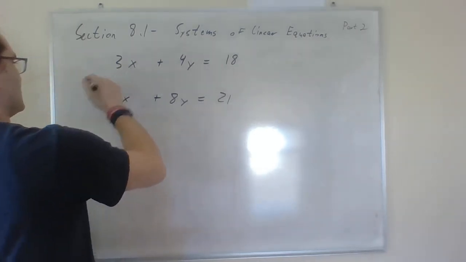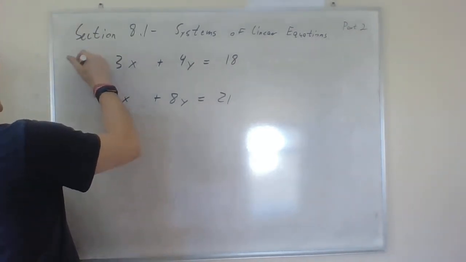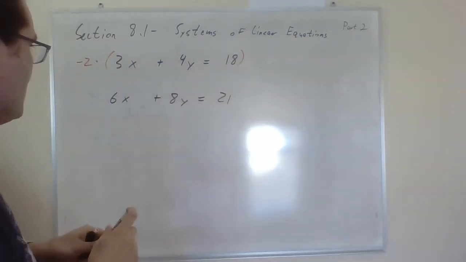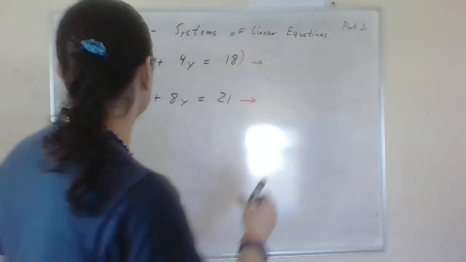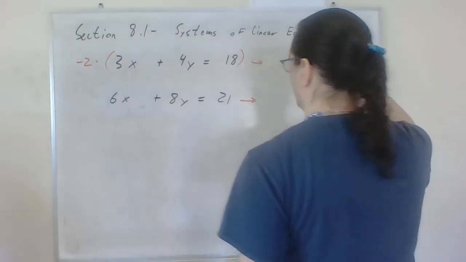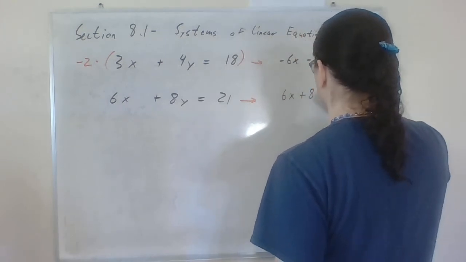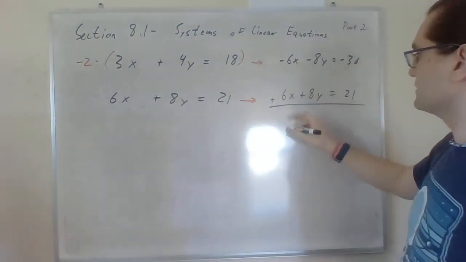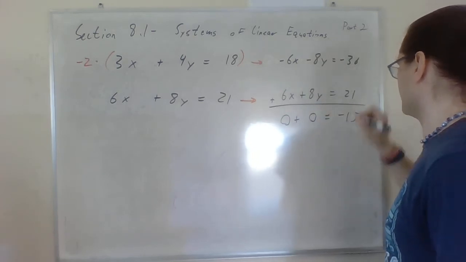The 3 and the 6 looks really tempting, so I'm going to hit this top guy by -2. And the bottom one I'm just going to leave alone. So on top, I'm going to get -6x minus 8y equals -36. And on the bottom, I still have 6x plus 8y equals 21. So I'll add these guys together and I will get 0 plus 0 equals -15.